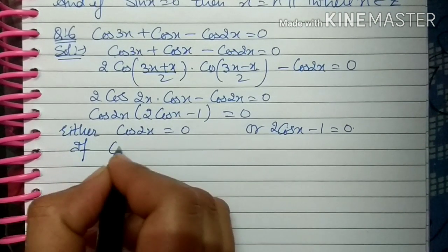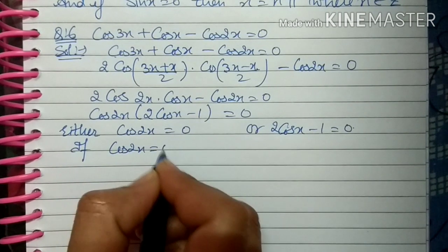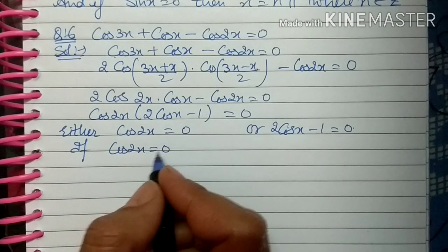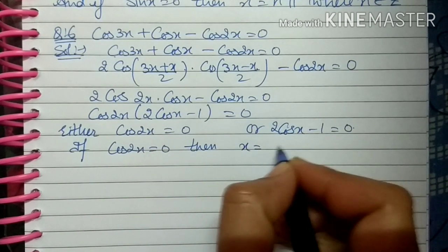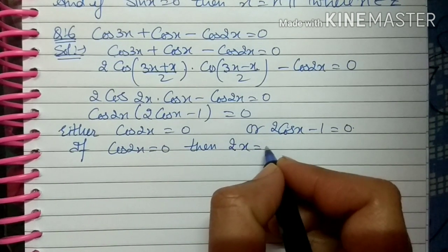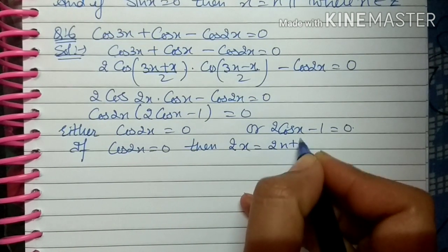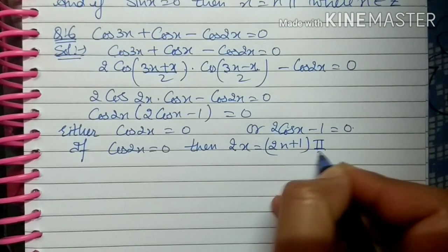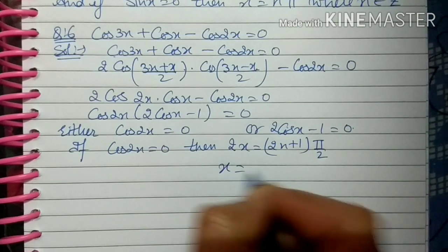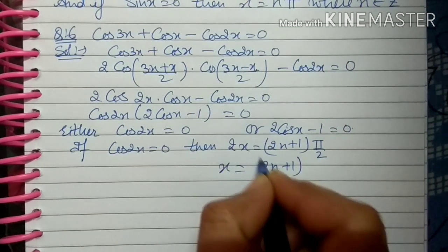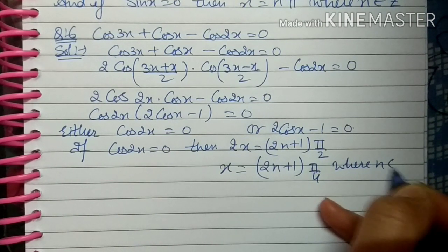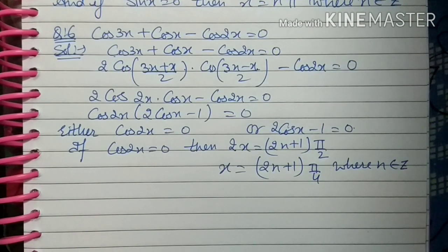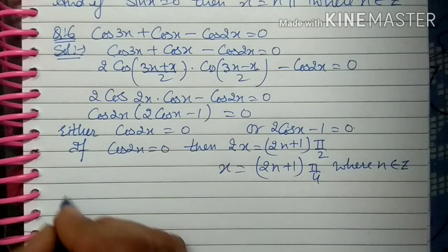Thus if cos 2x बराबर 0, we know that if cos x is 0, then x is, we have here 2x. 2x is equals to (2n plus 1) pi by 2. Dividing by 2, we get x equals to (2n plus 1) pi upon 4, where n be positive or negative integer.